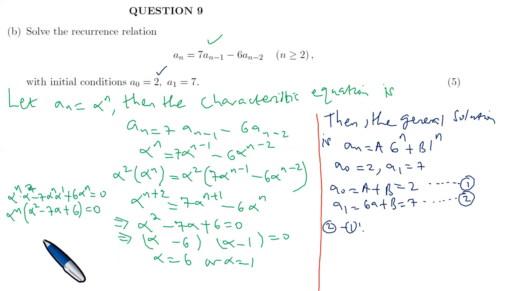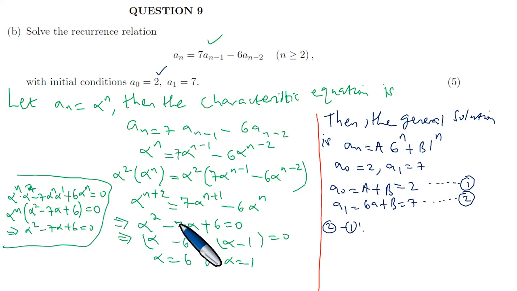Okay, so this can be factorized like that. So you can factor out the alpha to the power n. Basically, this would mean that alpha squared minus 7 alpha plus 6 equals 0. If that resolves why we have this quadratic, and then the factors are indeed that, and we have that. Let me know if there's anything of interest there.